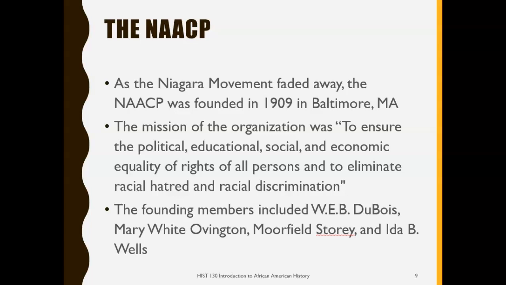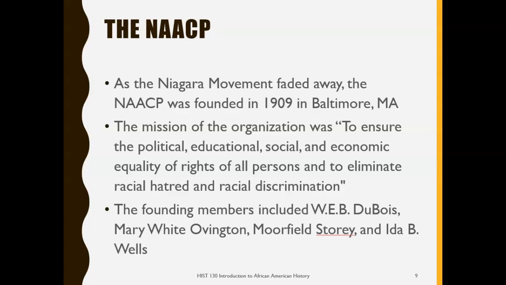But after the Niagara Movement, the NAACP was founded in 1909 in Baltimore, Maryland. And it was not a continuation of the Niagara Movement. So there's no direct link between the Niagara Movement and the NAACP. The only thing that they have in common was that Du Bois was one of the founders of both organizations, but the two organizations were not related at all.